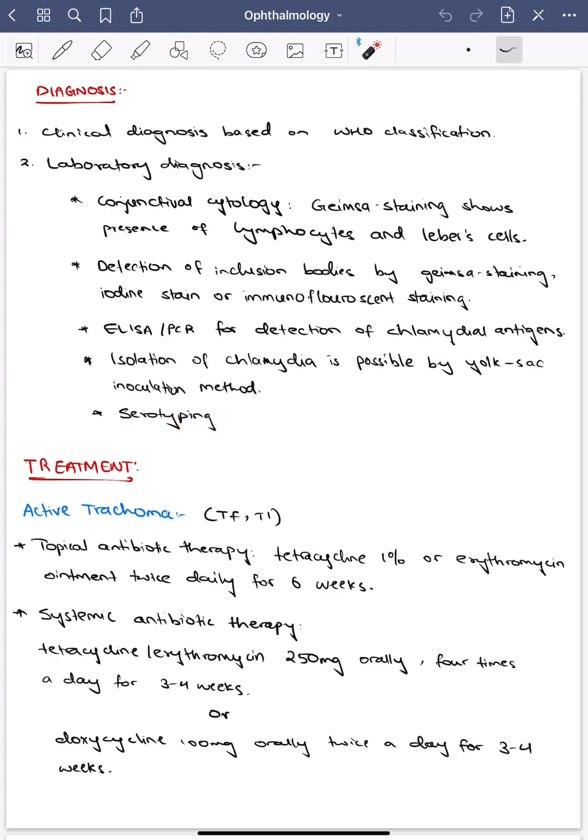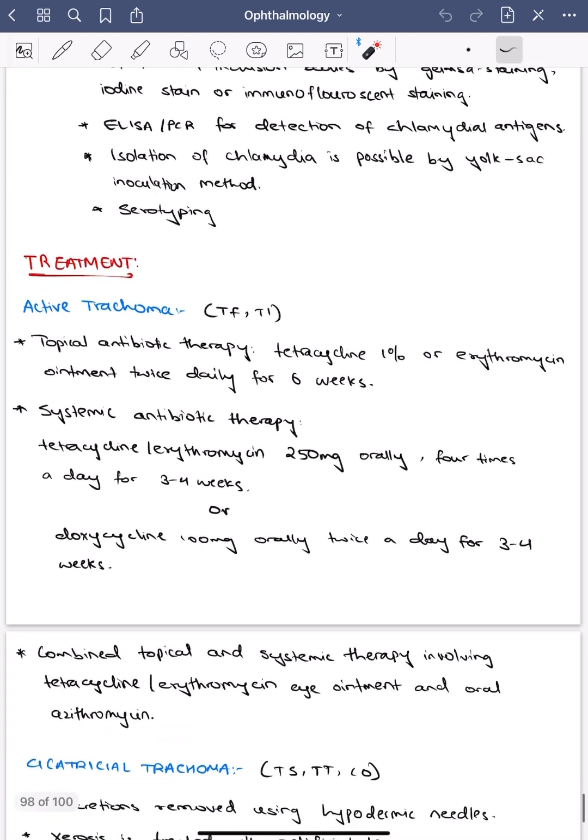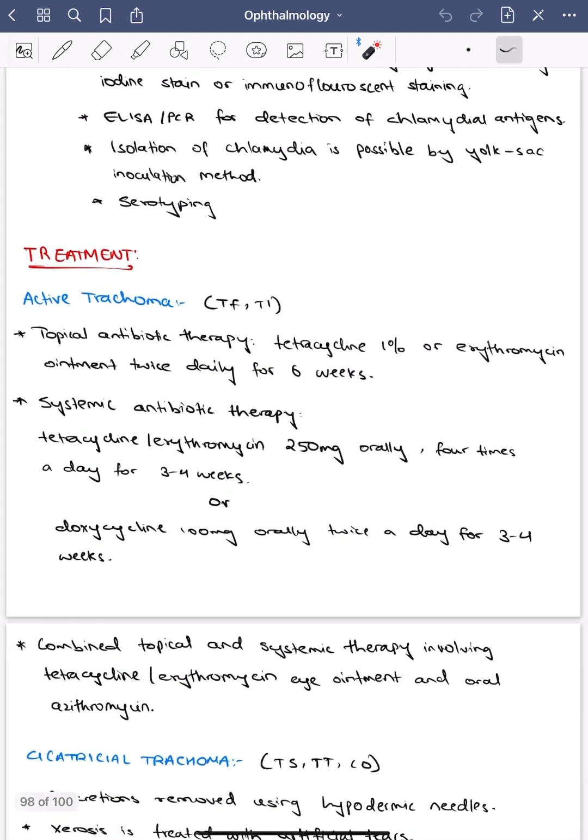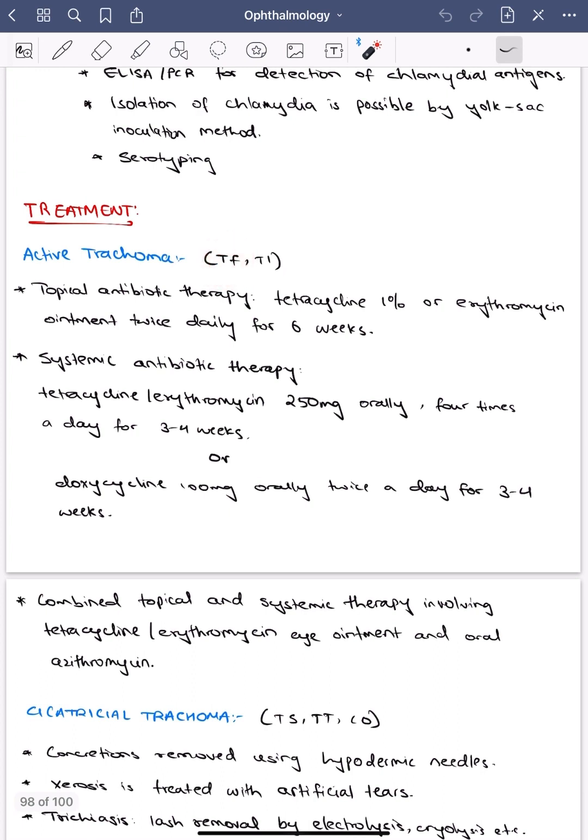Now let us look into the treatment. Now the treatment for active trachoma. Active trachoma refers to the WHO stages trachomatous inflammation, follicular and intense. Here topical antibiotic therapy is the main mode of treatment. You can remember the drugs as, remember it is called trachoma. Okay, so the drugs are tetracycline and erythromycin.